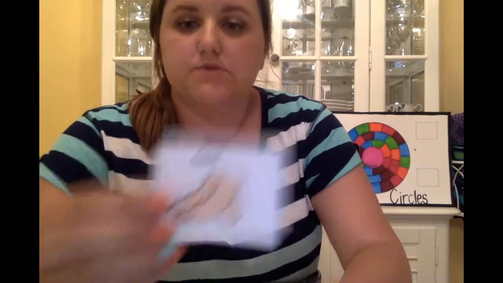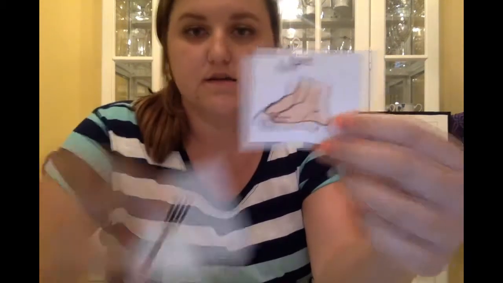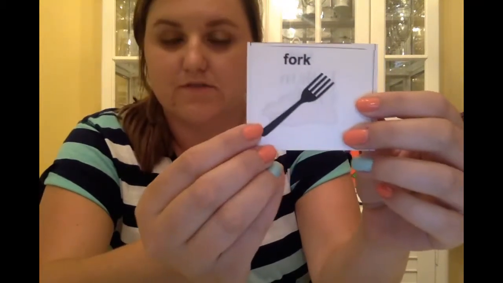So for kindergarten, you might say the picture on your card has your special sound in its name. What is the name of the picture on the card? And here are 2 examples. Feet, and there's a picture and a word because their reading level might not be up to whatever your words are, if your words are a little more complicated. And fork is the second one.